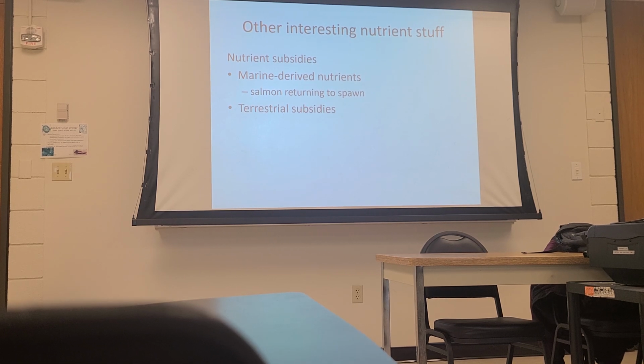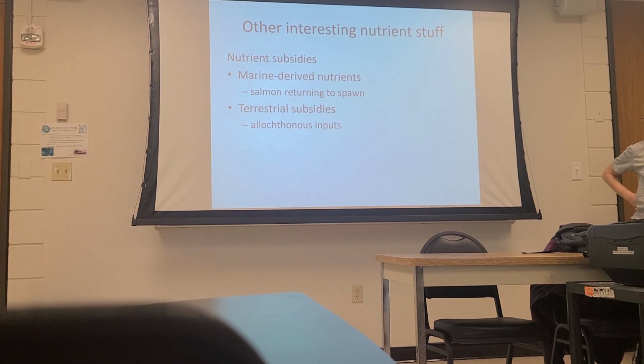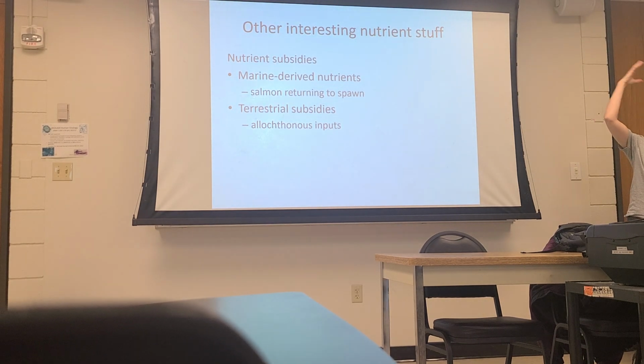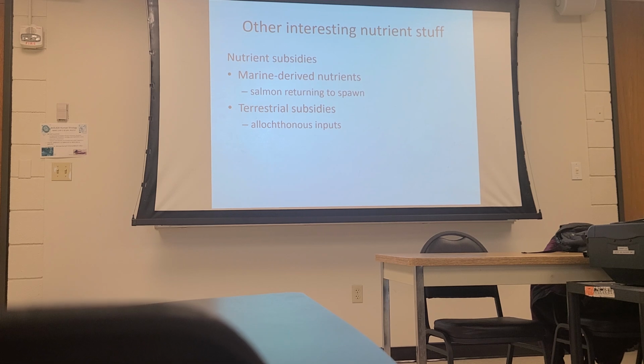We also have terrestrial subsidies to streams in particular. So allochthonous inputs, what are those again? Outside sources. Yeah, like what's an example of an allochthonous input to a stream? Yeah, so like leaf litter falling, so overhead trees covering the stream, they'll drop their leaves. Those leaves are going to be a source of nutrients for that stream as well.